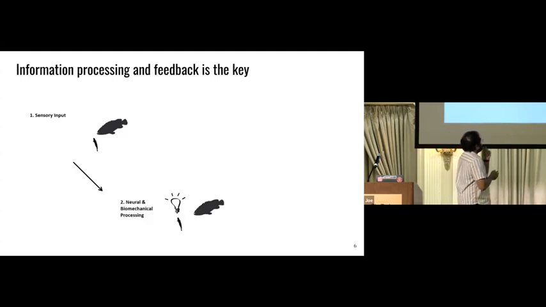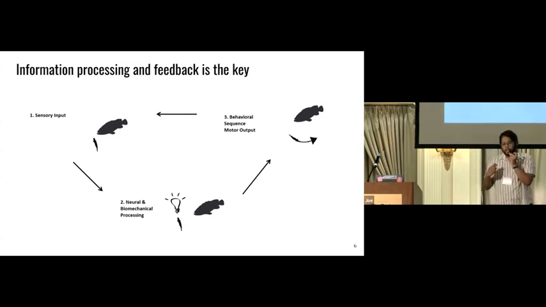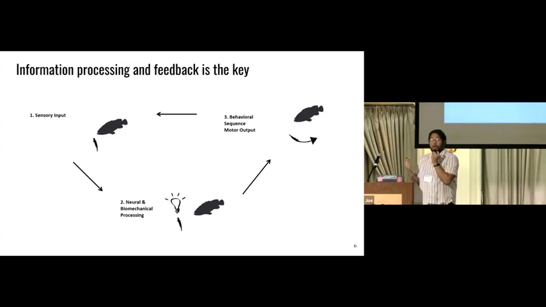Typically, imagine you're a fish, you see a big predator approach you. So you decide to escape. There is some neural and biomechanical processing, and eventually there is a motor output. But what I want you to focus on is this: this motor output actually feeds into the next sensory input. So you are reacting to the predator, and the predator is also reacting to you. There is a feedback that happens at every single moment.